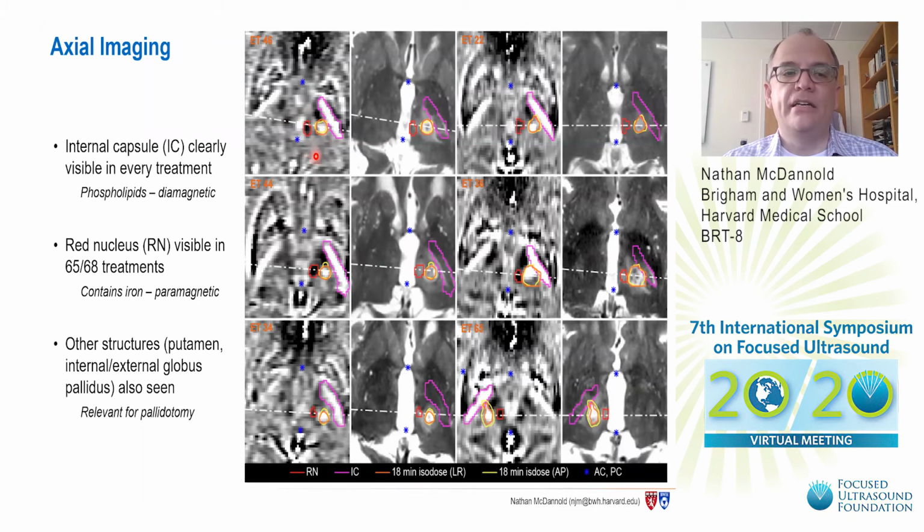This red outline area is the red nucleus, or probably an artifact from the red nucleus, which contains iron, and we can see it as a signal void.